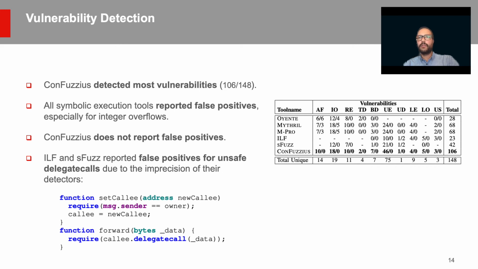Despite being fuzzers, ILF and SFuzz reported some false positives for bugs of the type unsafe delegate call. After further inspection of their code, we found out that it's due to the implementation of their detectors. Both tools report an unsafe delegate call if the data of a delegate call can be passed as a function argument. However, this is not sufficient. As you can see from the short code snippet, the destination of the delegate call is only settable by the owner and therefore it is safe.